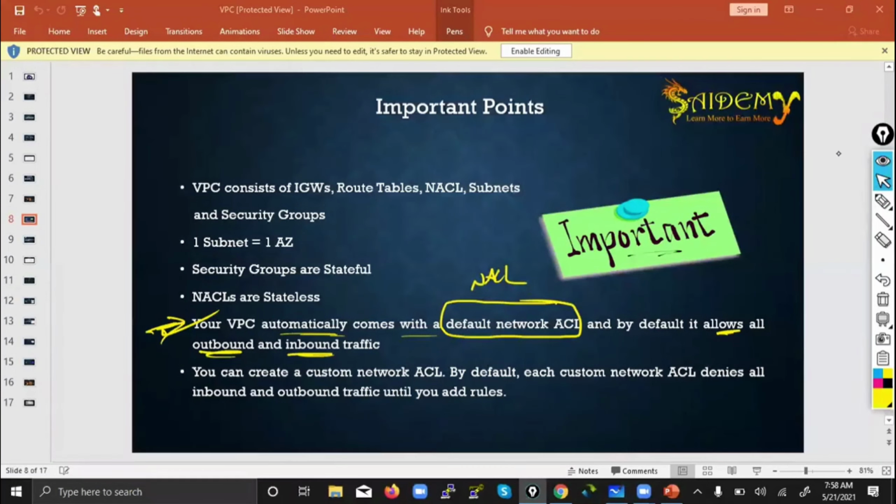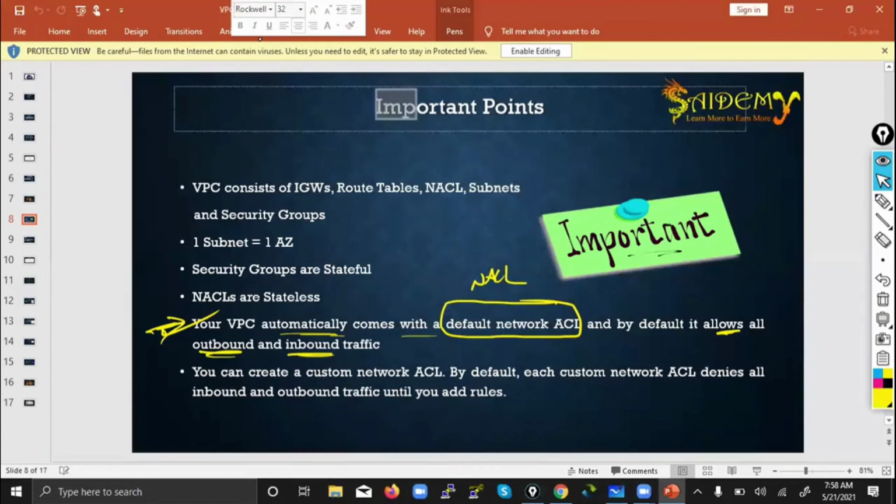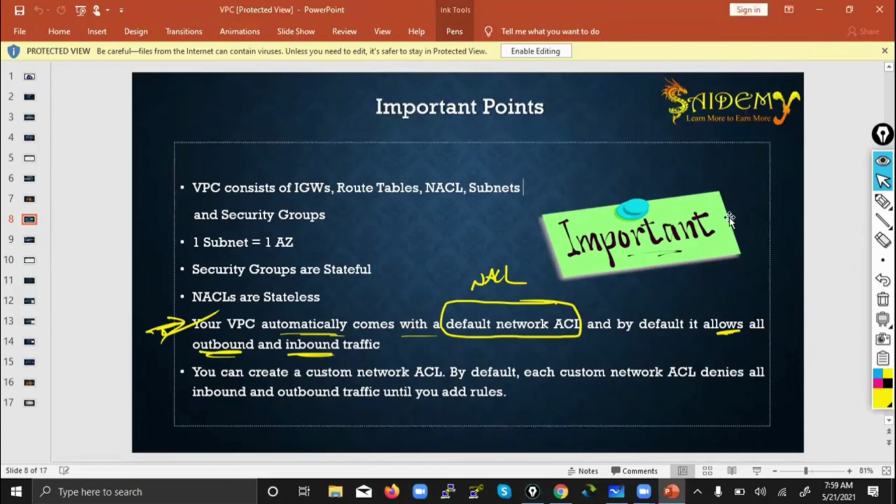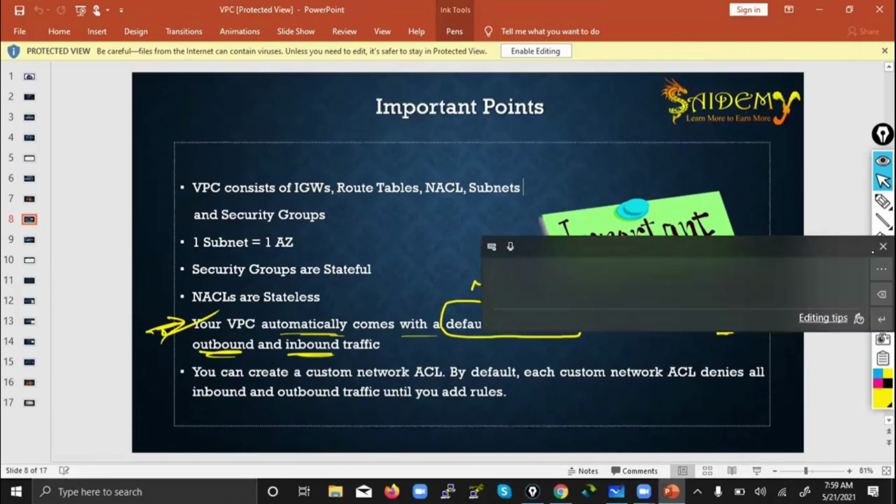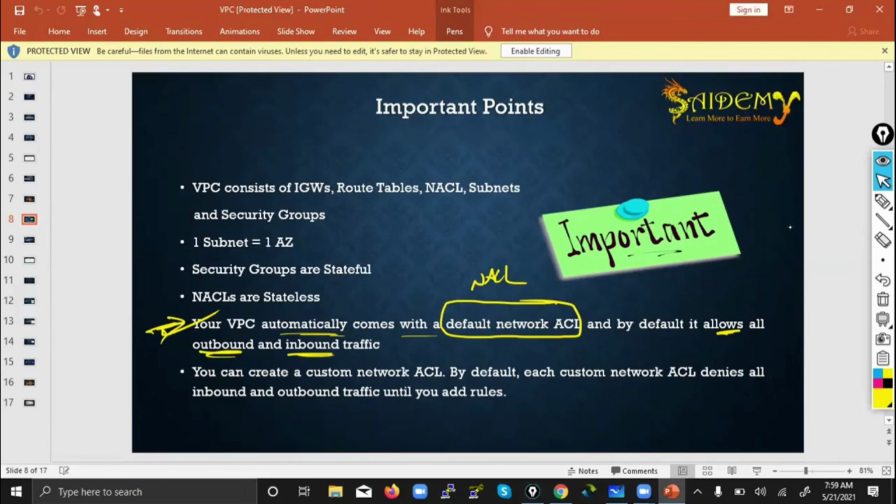Correct or not this point? Yes, sir. Yes, it is correct. Then why did we just now discuss that NACL is by default everything denied? Which NACL is that? Custom. Right. Good. So here they're talking about which VPC.